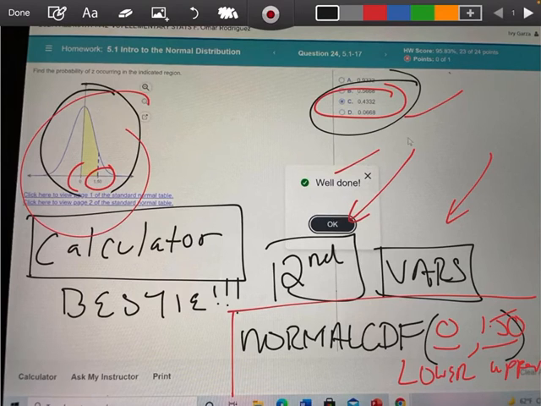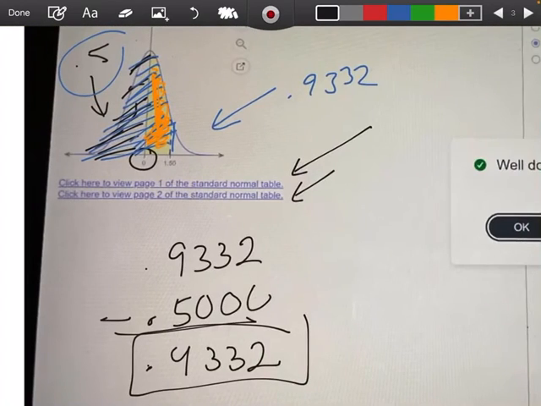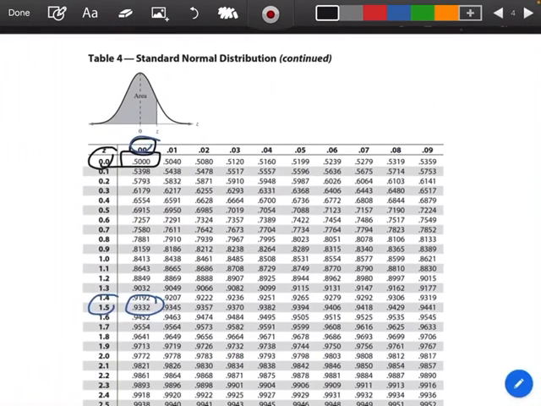So y'all get to decide, do y'all want to use the calculator? Do y'all want to use the table? It's really up to you. You're going to get the same answer either way. Some people like using the calculator better. Some people feel a lot more comfortable using the table. You really get to decide how you want to do it, okay?